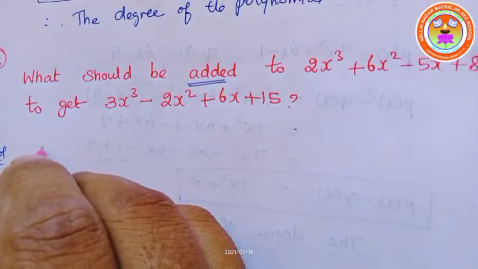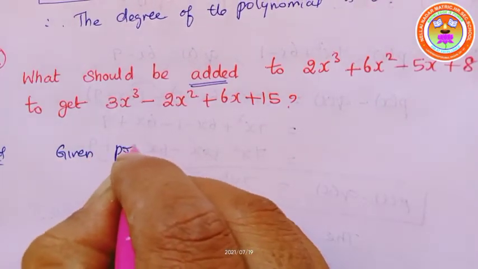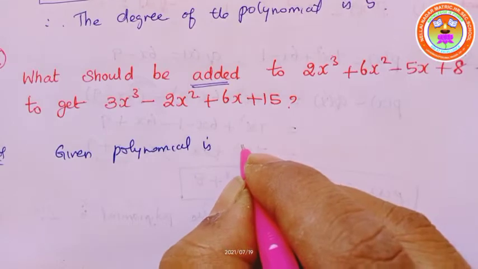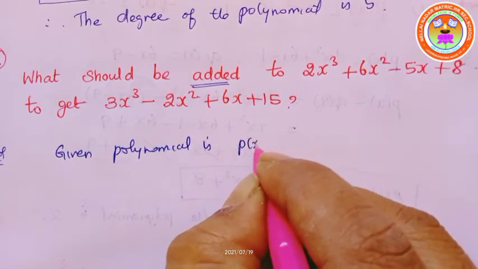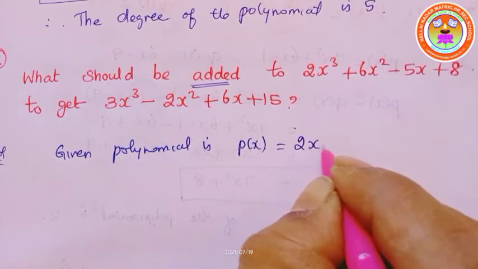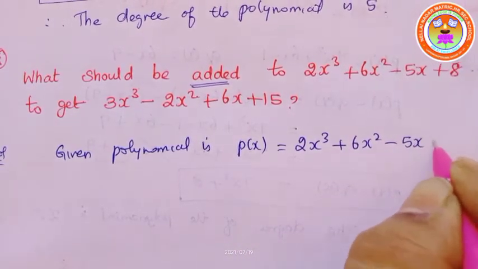So, solution. Given polynomial, we can take p of x. Okay, given polynomial p of x is equal to 2x cube plus 6x squared minus 5x plus 8.